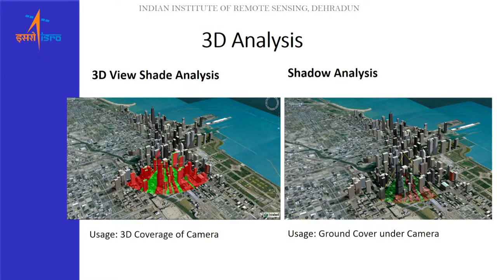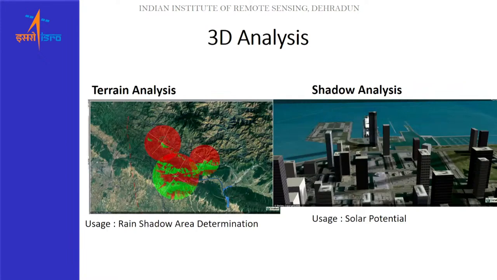So these are another two examples of the 3D analysis or 3D GIS capabilities which are required. Then there are different applications, like you would like to determine the different rain shadow areas based on 3D buffer analysis and the corresponding interaction.